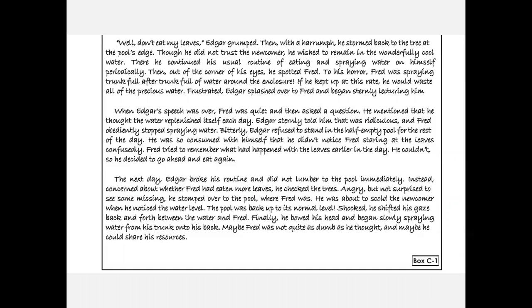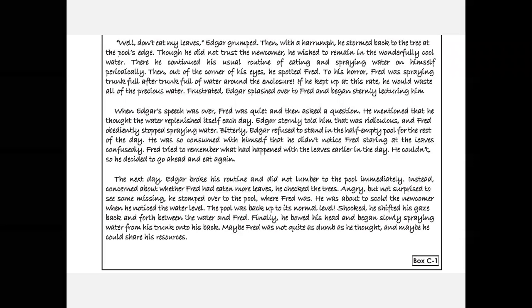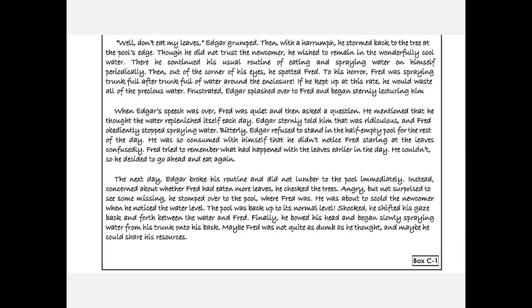All right, well, don't eat my leaves, Edgar grumped. Then with a harump, he stormed back to the tree at the pool's edge. Though he did not trust the newcomer, he wished to remain in the wonderfully cool water. There he continued his usual routine of eating and spraying water on himself periodically. Then out of the corner of his eyes, he spotted Fred. To his horror, Fred was spraying trunkful after trunkful of water around the enclosure. If he kept up at this rate, he would waste all of his precious water. Frustrated, Edgar splashed over to Fred and began sternly lecturing him.